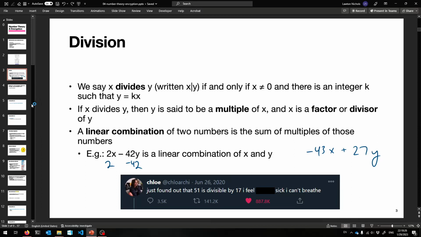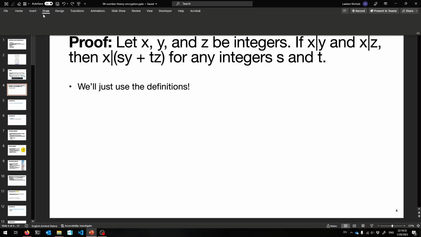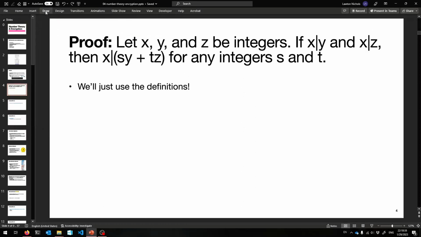Okay, so those are some terms. Maybe we've heard them before. Let me show you a cool proof involving these terms. So we'll just unfold the definitions, and that will give us the proof. So let's pretend that we have 3 numbers, x, y, and z. They're integers, whole numbers, and we know that x divides y and x divides z. If both of those things are true, if x divides y and it also divides z, then x divides sy plus tz for any integers s and t. And what is this but our linear combination? So it divides any linear combination of y and z with integer coefficients.